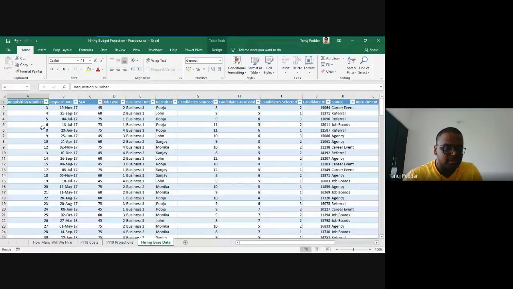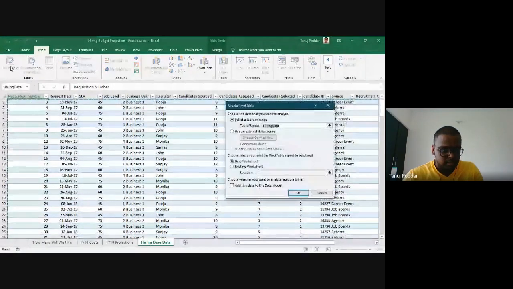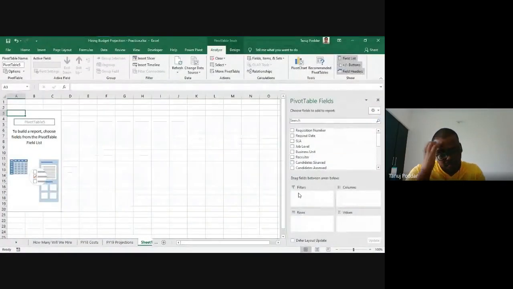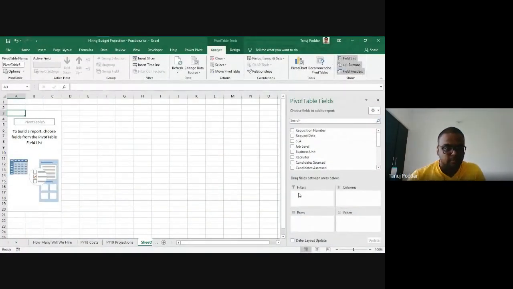So we'll just create one pivot for the time being. To create the pivot, just come to the hiring base data sheet, go to Insert, click on Pivot, and you'll see the hiring data selected, or the data range given there. Just make sure a new worksheet is selected here, and then click OK. You have a new pivot table which gets created.